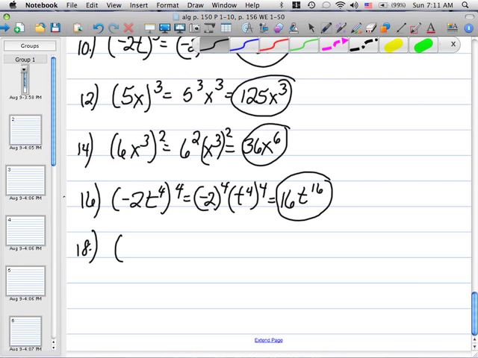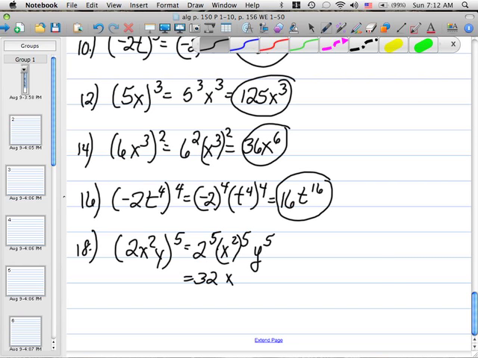Problem 18, 2x squared y, and you're taking that product to the 5th power, so everything inside is taken to the 5th power. 2 to the 5th times x squared to the 5th, and then y to the 5th. So that comes out 2 to the 5th power is 32. X, 5 times 2 is 10, and then y to the 5th.